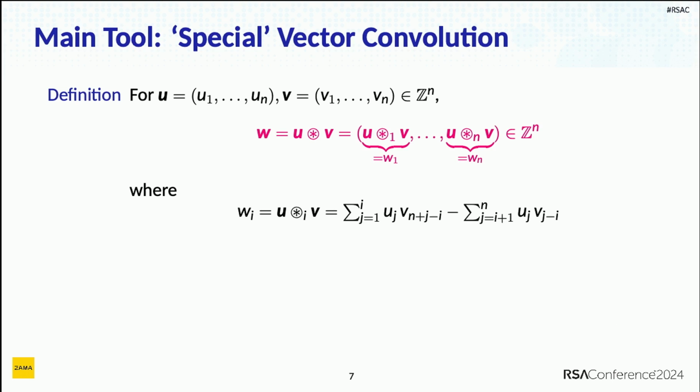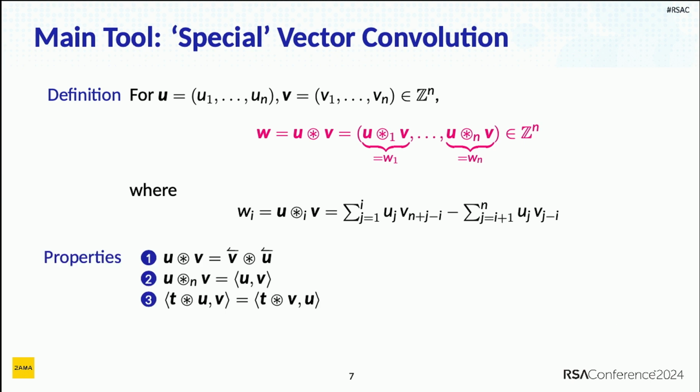The secret ingredient we'll be using is a special convolution. If you're given two vectors, U and V, you can define a convolution that will give you another vector W. And this is the way the components of W are defined. This comes with some nice properties. The first one is that you have something that is almost commutative. When I put a harpoon here on top of a vector, it means that you just look at the vector in the opposite direction, so you just read the vector backwards.